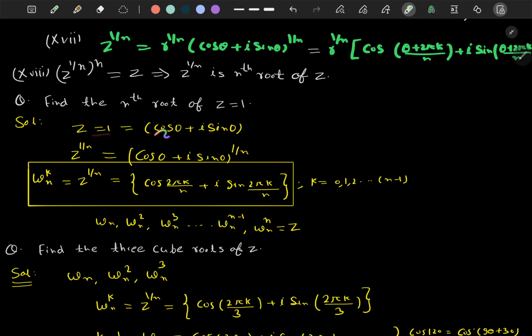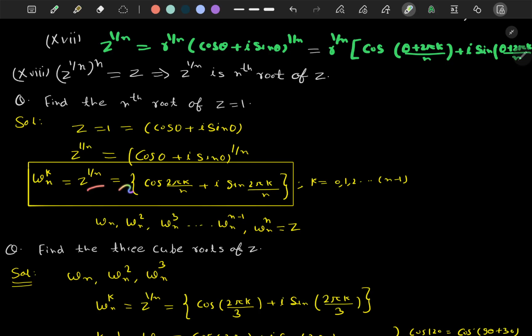We know z equal to 1. How will we represent z equal to 1? r equal to 1 and cos 0 plus iota sin 0. Cos 0 is 1 and sin 0 is 0. So we can write z equal to 1 like this. And when we raise to the power 1 by n, what will we have? We have cos 0 plus iota sin 0 raised to the power 1 by n. And we just have done this.